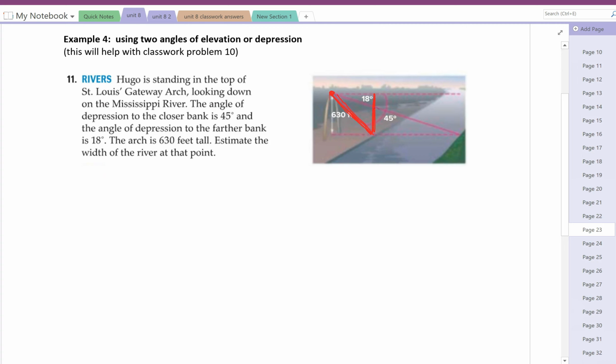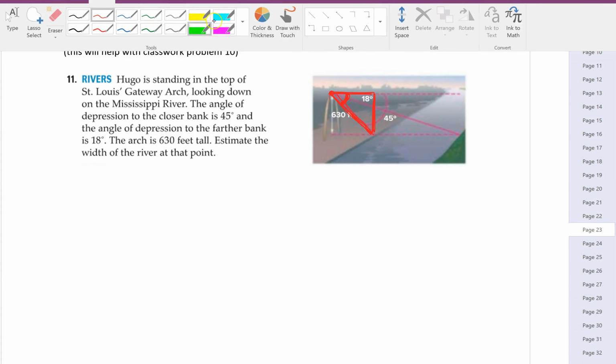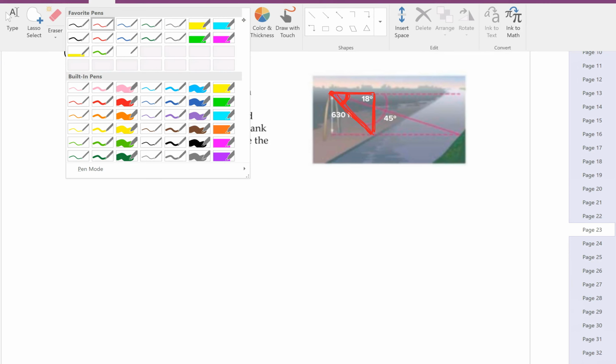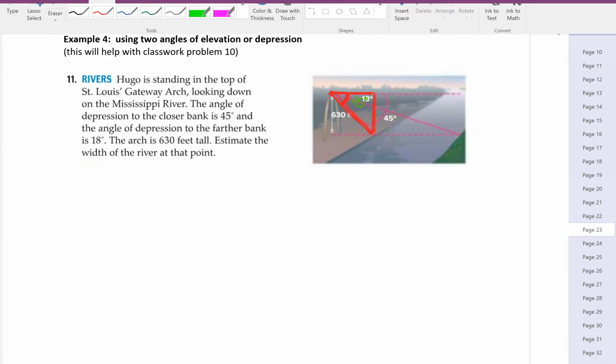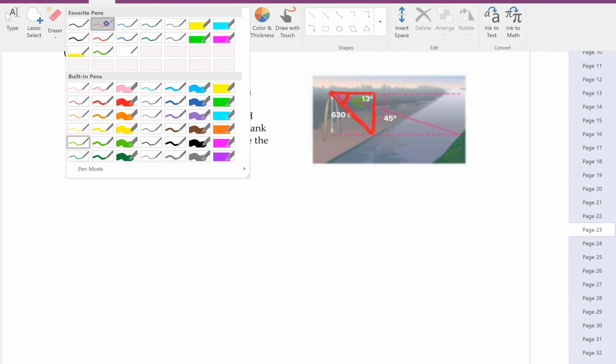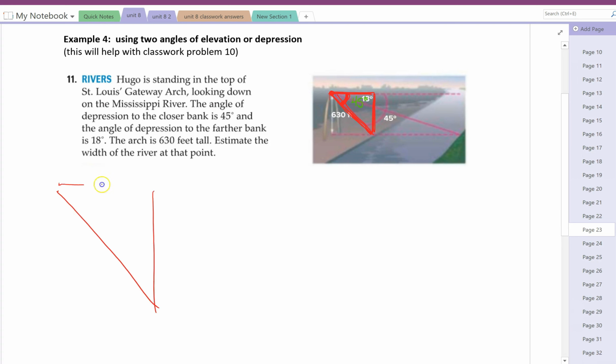And the angle of depression from his vantage point, allowing him to look down at the river right there, is 45 degrees. Right, so if I redraw that triangle down here so that the picture's not in the way, we have a situation like this: 45 degrees, and it tells me that the arch is 630 feet tall, so he's looking from 630 feet in the air.